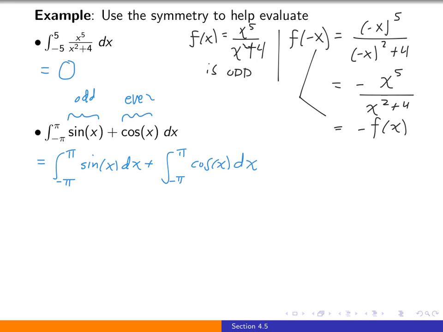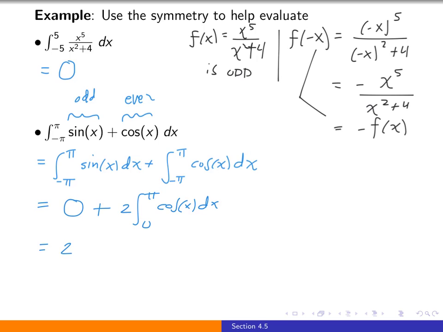And note, we cannot apply these symmetry properties to just any old integral. We need to have one of this form, symmetric about the origin. So sine is an odd function. The interval is symmetric about the origin. So the first integral is 0. The second integral, because cosine is even, will be 2 times the integral from 0 to pi of cosine.